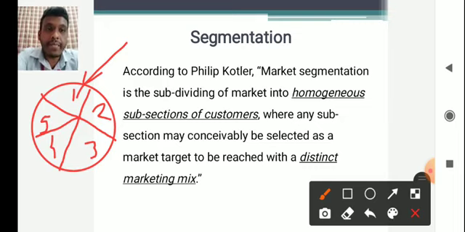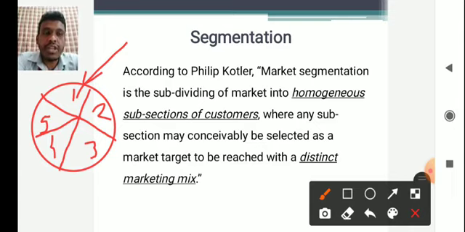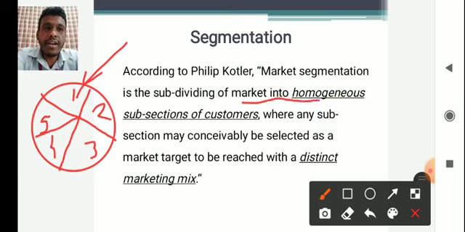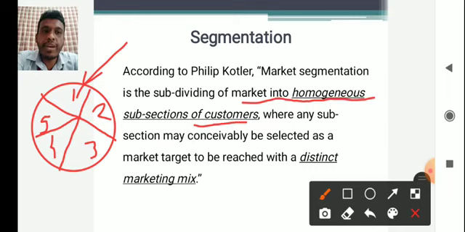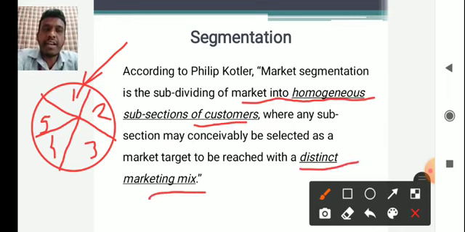So let us understand by definition what segmentation is. By definition, market segmentation is subdividing the market into homogeneous subsections of customers, where any subsection may conceivably be selected as a market target to be reached with a distinct marketing mix. Exactly, that is the point which I was making.